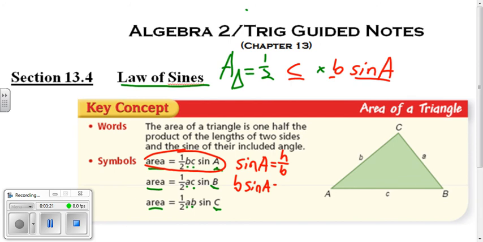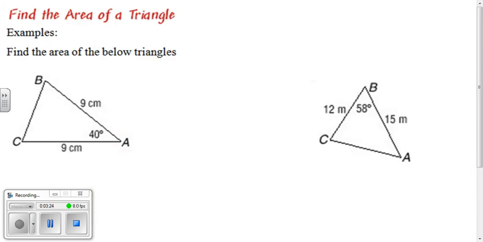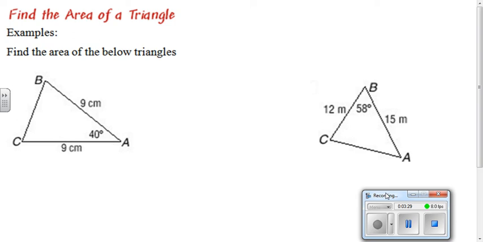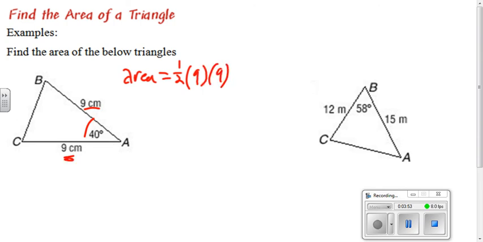So now that we know how the formula of an area of a triangle works, let's try it out. If we have, in our first case, the triangle ABC, with AC being 9 centimeters, AB being 9 centimeters, and angle A being 40 degrees, we just punch that in and say area of the triangle equals 1/2 times 9, which we got from this leg, times 9, from this leg, times sine of the angle in between them, which is 40.